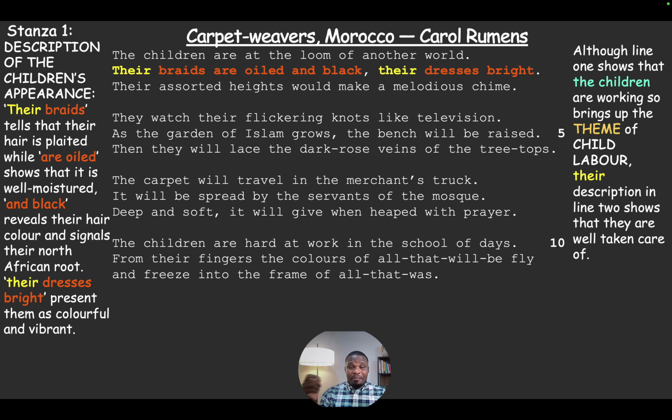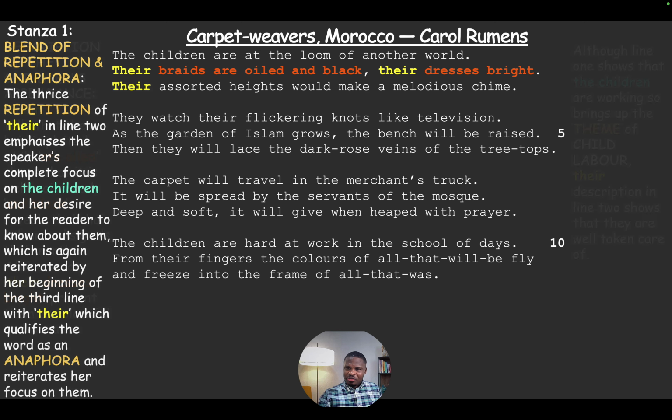Now, the last bit of that line, "their dresses bright," presents them as colorful and vibrant. So it is this second line of the poem that reveals to me that the children, even though they are working, are very well taken care of. Their hair is braided, its oil is black, their dresses are bright as well. Although line 1 shows the children are working, which brings up the theme of child labor, their description in line 2 shows that they are well taken care of by those who are taking care of them.